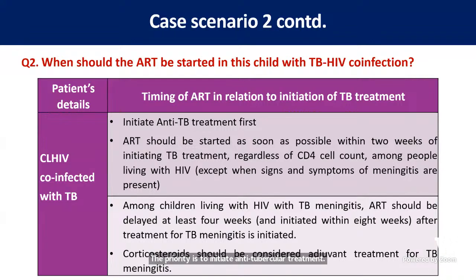In any child with HIV-TB co-infection, the priority is to initiate anti-tubercular treatment, and ART to be initiated as soon as possible within 2 weeks of initiating TB treatment, regardless of CD4 count in children and adults living with HIV. When there are signs and symptoms of meningitis, we may have to delay the initiation of ART for at least 4 weeks, because there may be a risk of IRIS, and IRIS in TB meningitis is very dangerous, and there may be a lot of morbidity and mortality associated with that.